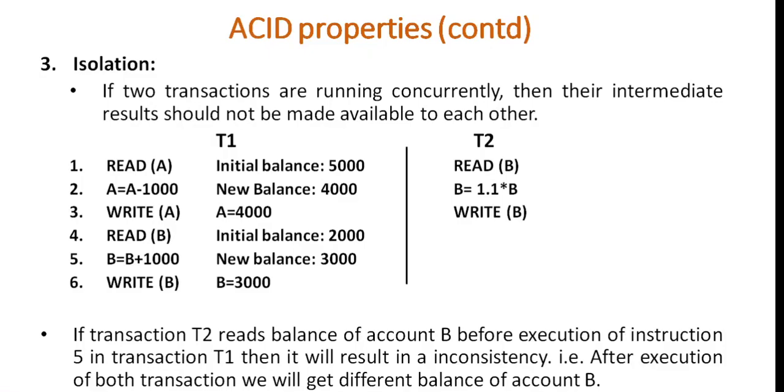So here first we need to execute T1 successfully, and then T2 can access B, or else T2 is executed first completely, and then T1 can access B. This is the isolation property, since both transactions are working on the same account. We don't want different balances or different results for the same account. That's why the isolation property is maintained in a database system.